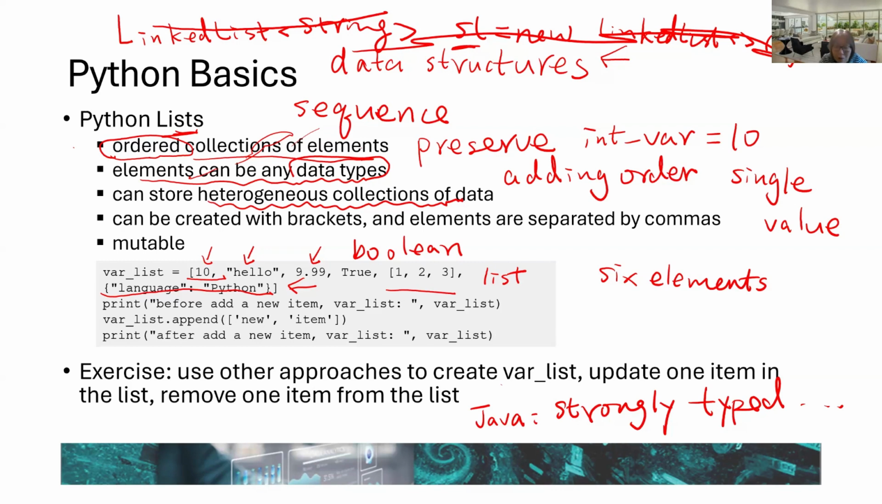Then for list, how do we create it? You can create it with brackets. There are also other approaches, so next class we can do some exercises with it. It can be created with brackets, and elements are separated by commas, just like this line of code shows. So it creates a list with 6 elements. With a square bracket, be careful. For list, it's square brackets.